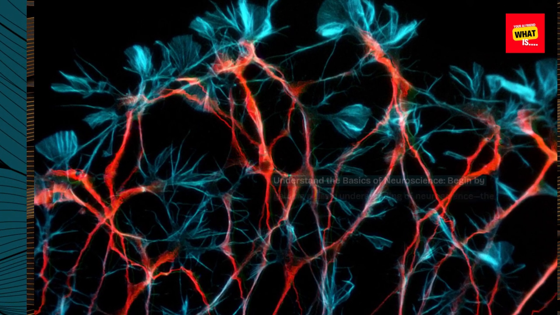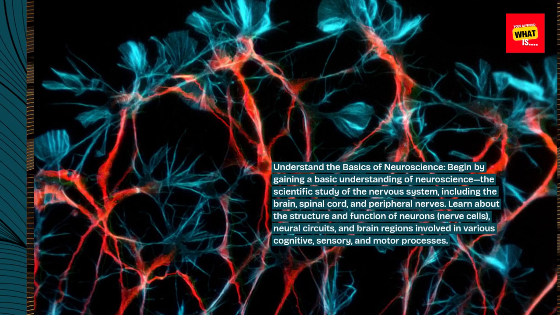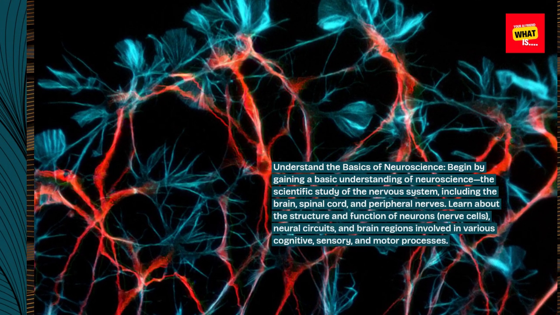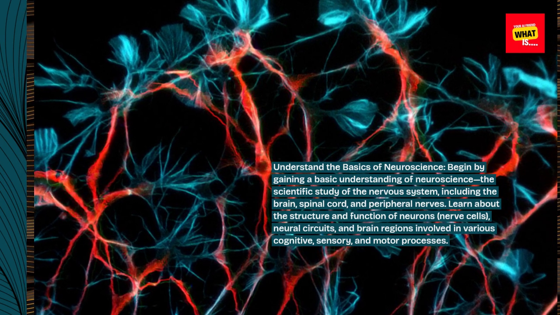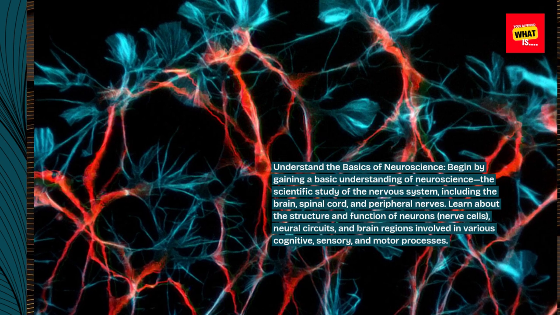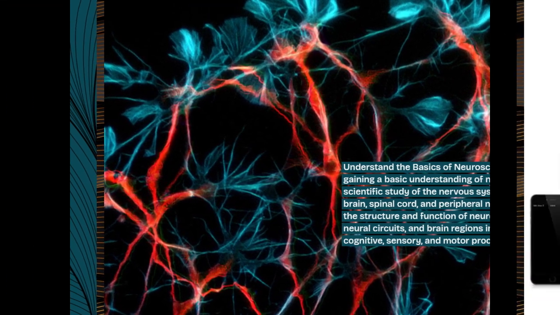Begin by gaining a basic understanding of neuroscience, the scientific study of the nervous system, including the brain, spinal cord, and peripheral nerves. Learn about the structure and function of neurons, nerve cells, neural circuits, and brain regions involved in various cognitive, sensory, and motor processes.